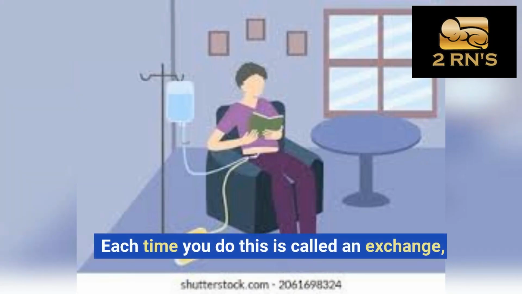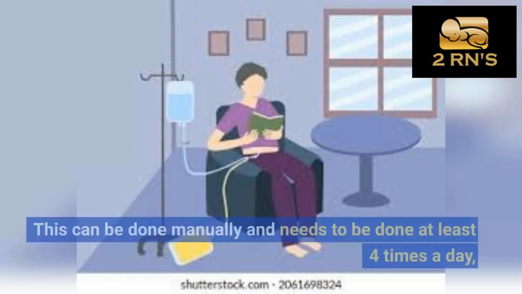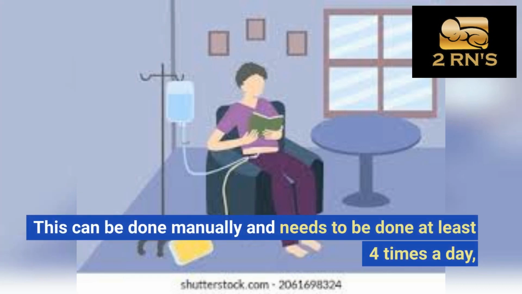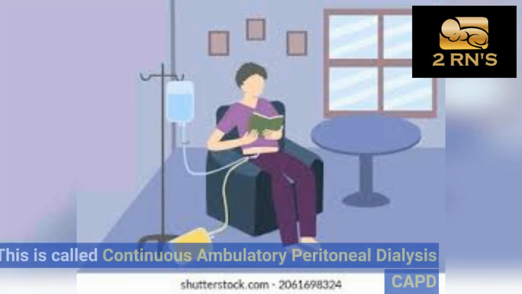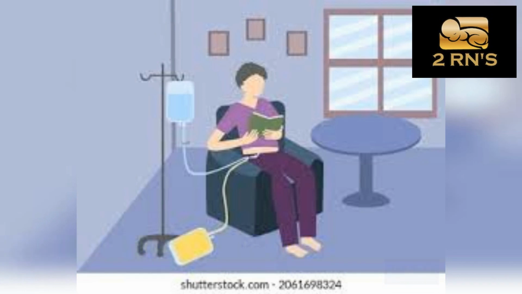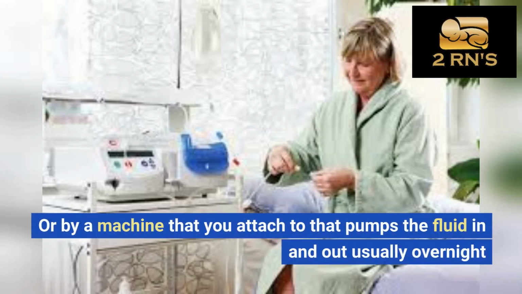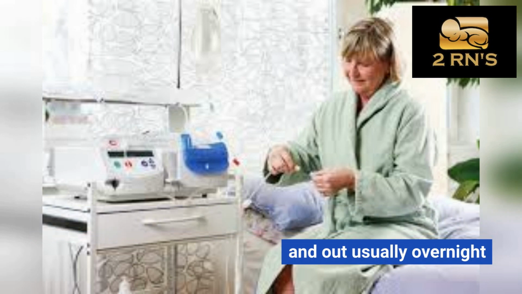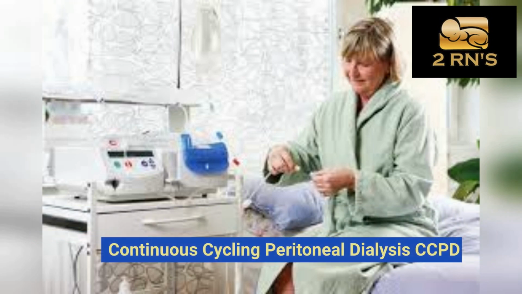Each time you do this is called an exchange. This can be done manually and needs to be done at least 4 times a day. This is called continuous ambulatory peritoneal dialysis (CAPD). Or it can be done by a machine that you attach to that pumps the fluid in and out, usually overnight. This is called continuous cycling peritoneal dialysis (CCPD).